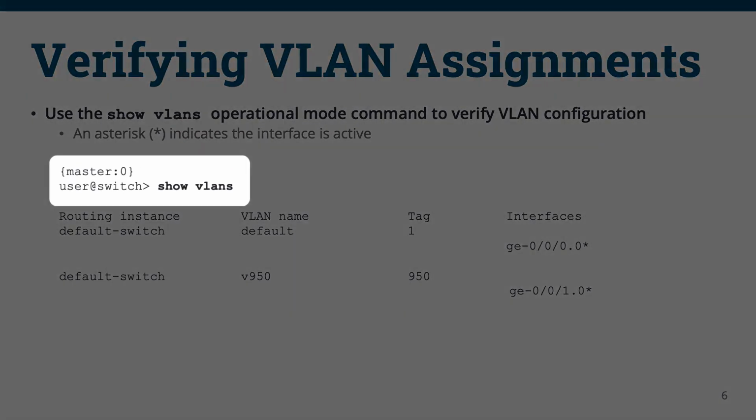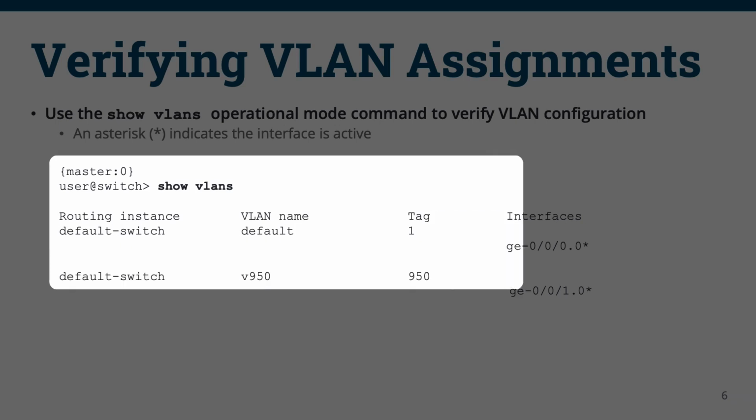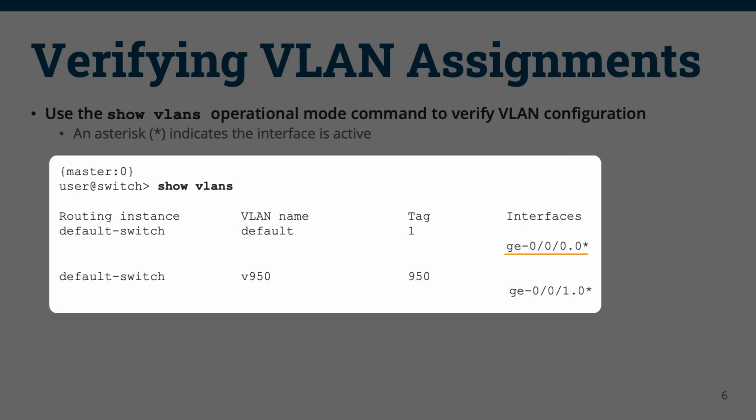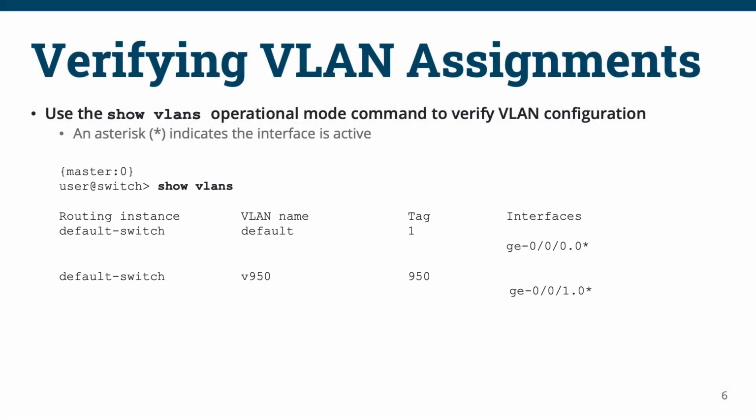Using the show vlans command, as we did earlier, we can validate which ports are members of which VLANs. Here, we can see that the ge-0/0/0 interface is a member of the default VLAN, and ge-0/0/1 is a member of the v950 VLAN.